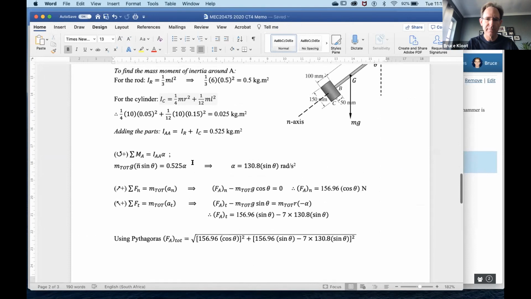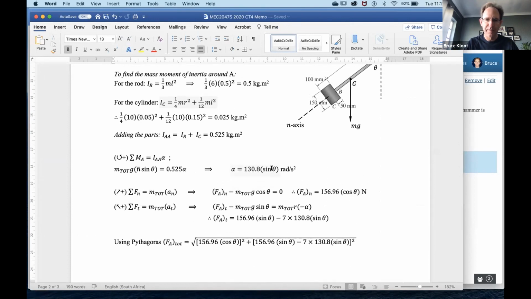And so what I've done is I've left the variable theta in, working through. There's the variable. So this value alpha has a theta in it, and these forces, which is what the students are required to calculate, also have theta in them.